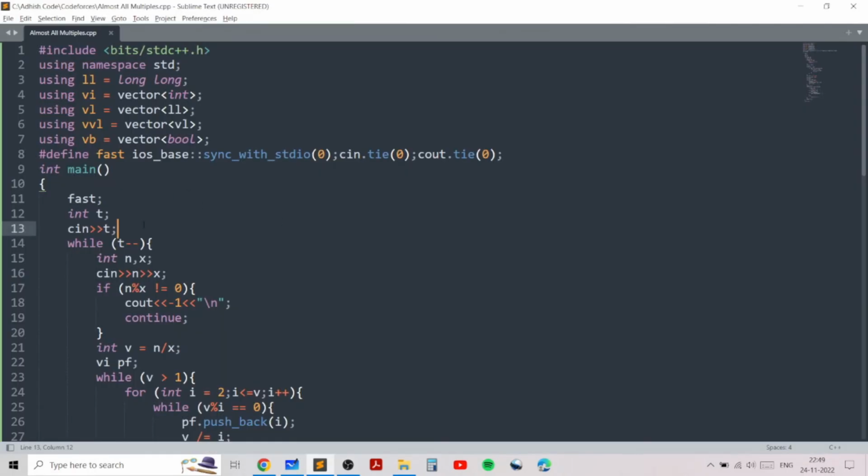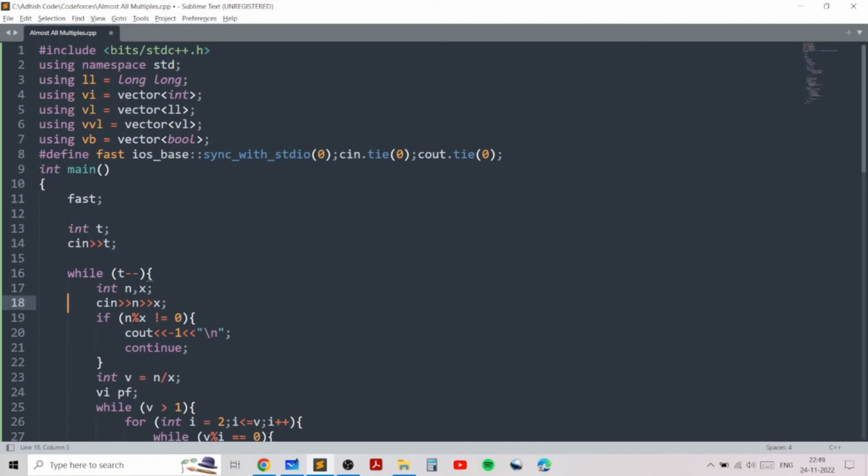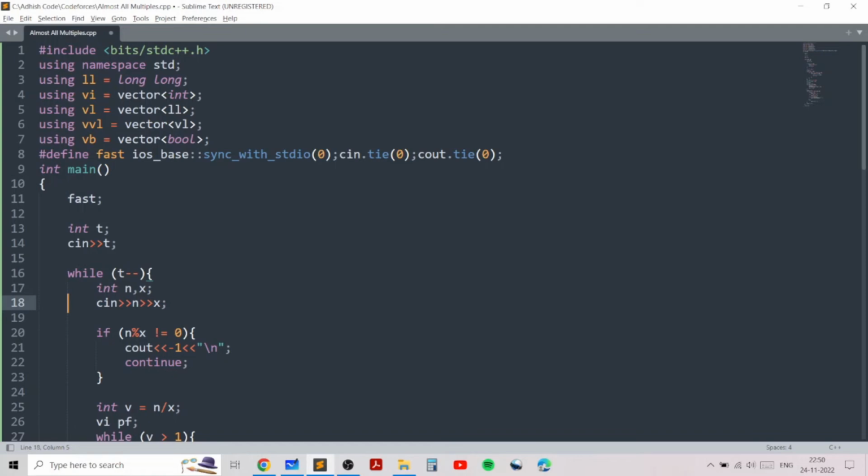So in the code, for each test case, I take the value of n and x. As I mentioned, we want to go from x to n, and that's why we need n to be a multiple of x. Either n is a direct multiple of x, or we go from x to some multiple of x to some other multiple of that multiple, and we keep on going along the line until we reach n eventually. So even in that case, we know that n should be a multiple of x.